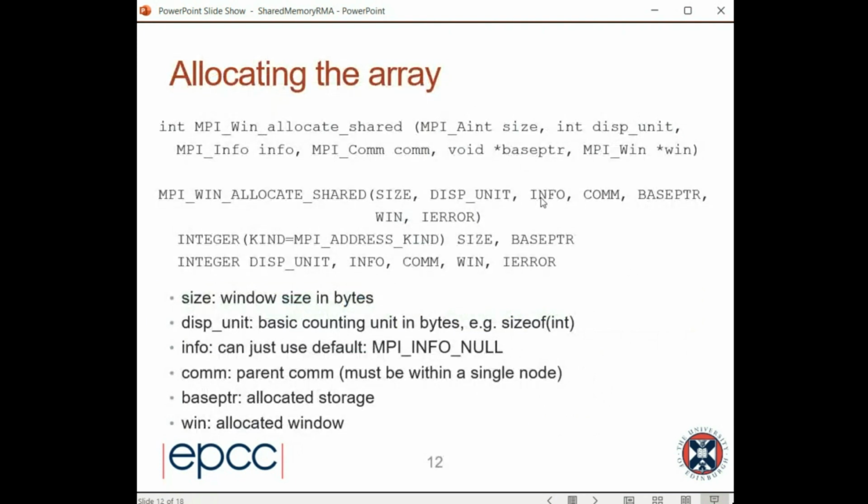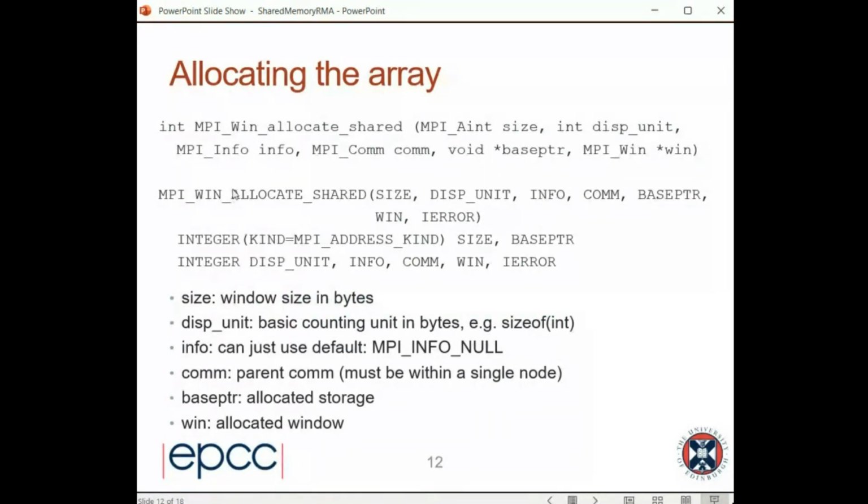The next thing is allocating the array. Well, for a normal window, you allocate the array using C or Fortran, and then you add it to the window. This array is going to have to be allocated specially. What's actually going to happen is you're going to get a local portion of a global array. So the operating system is going to have to do something special to make sure they all line up.